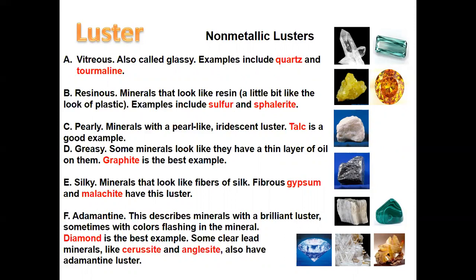Silky include things like gypsum and malachite. Gypsum is the white one next to the bottom, and the malachite is the greenish swirled one next to the bottom. And then on the bottom are 3 examples of adamantine. They have brilliant luster and sometimes colors flashing in the mineral. Best example, most common example is diamond, but there's also clear lead like cerussite and anglesite.